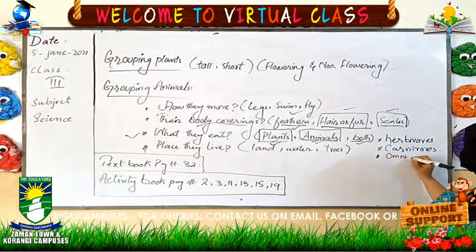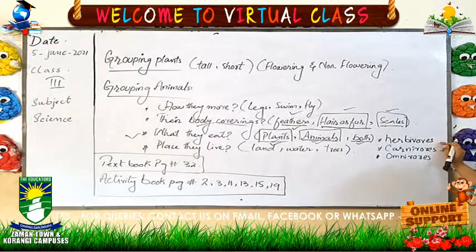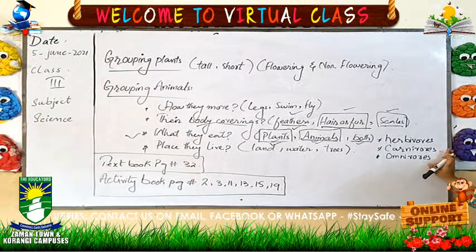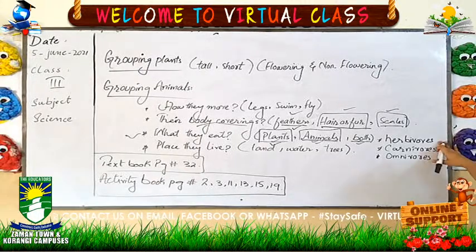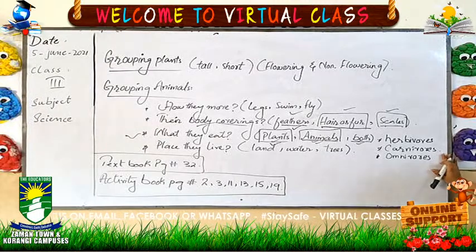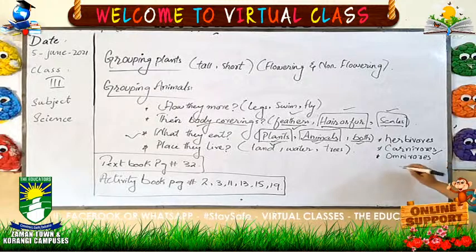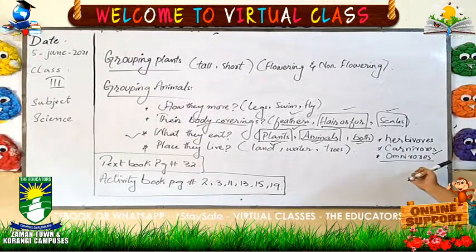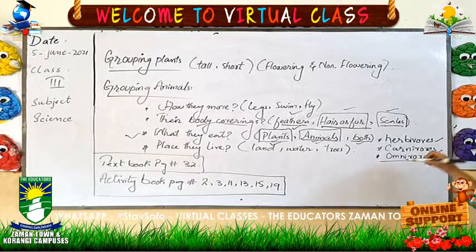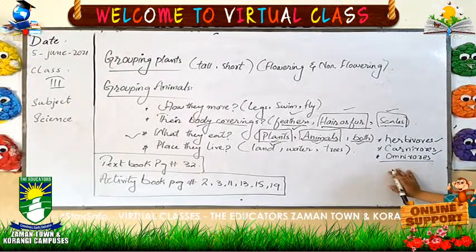Okay. What are herbivores? The animals which eat plants are called herbivores. What about carnivores? The animals which eat other animals, we call them carnivores. Okay. What about omnivores? The animals which eat both things, plants and animals, we give a specific name to them, that is omnivores.